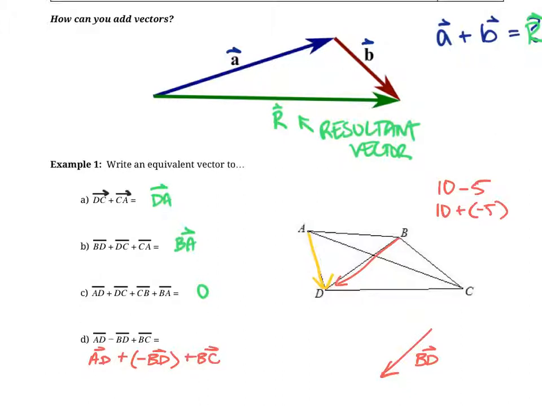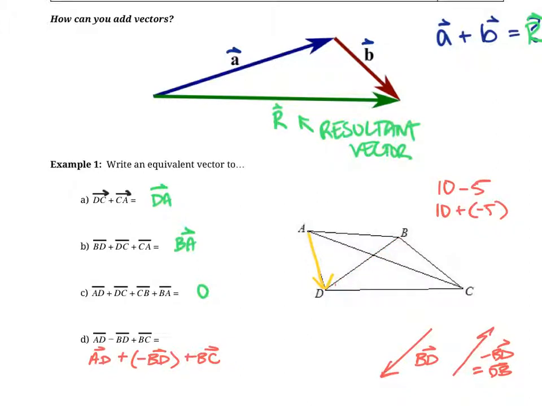Right? So we're just adding the negative vector instead of subtracting. So negative BD is the vector that goes in the exact opposite direction. So negative BD looks like that. And if you think about what it is, really what we're doing is, instead of starting at B and going to D, we're going to start at D and go to B. So we're just flipping the arrow around. So negative BD is actually just equal to DB, right?